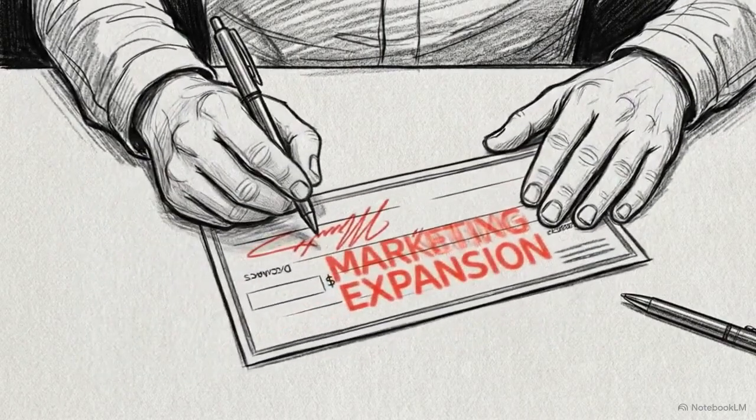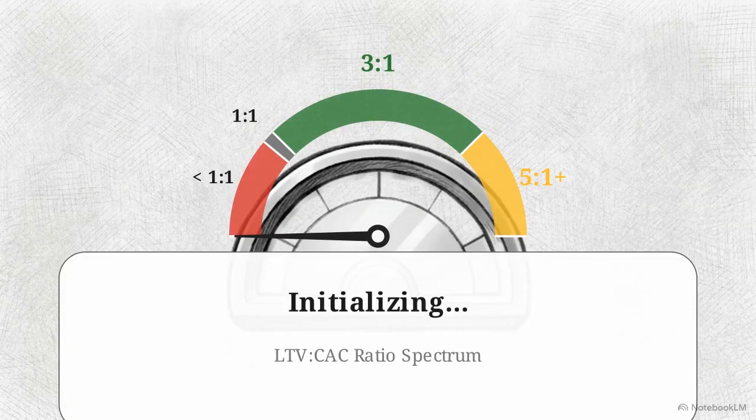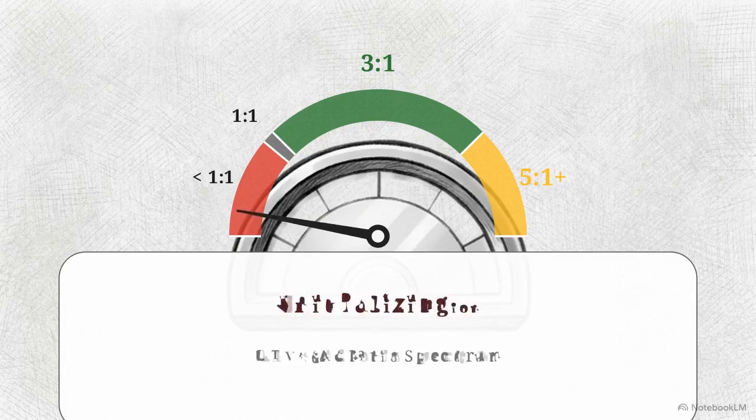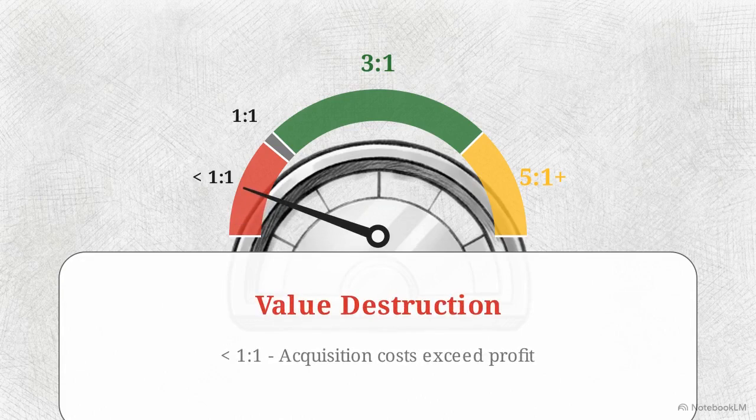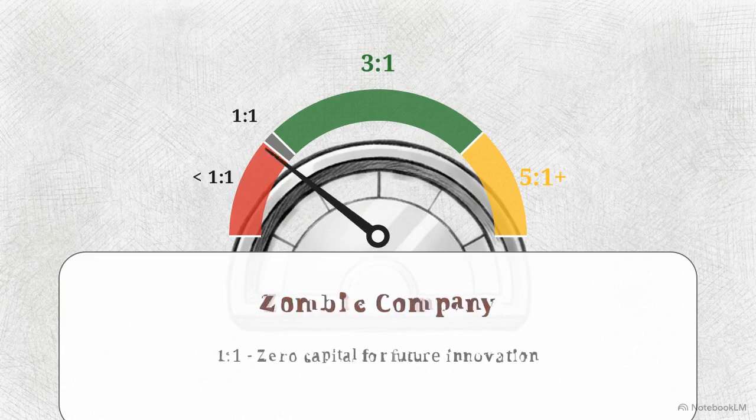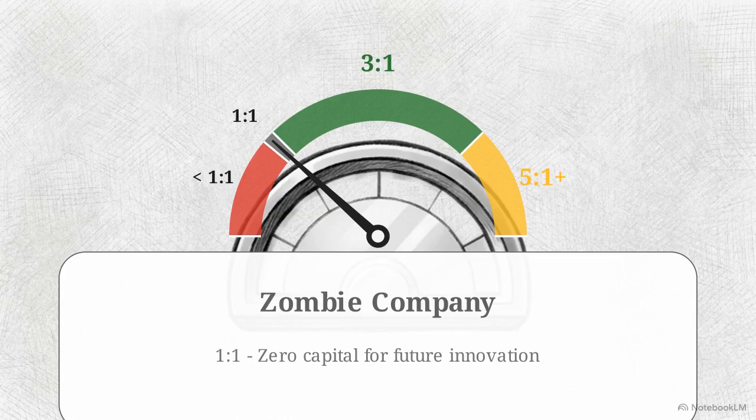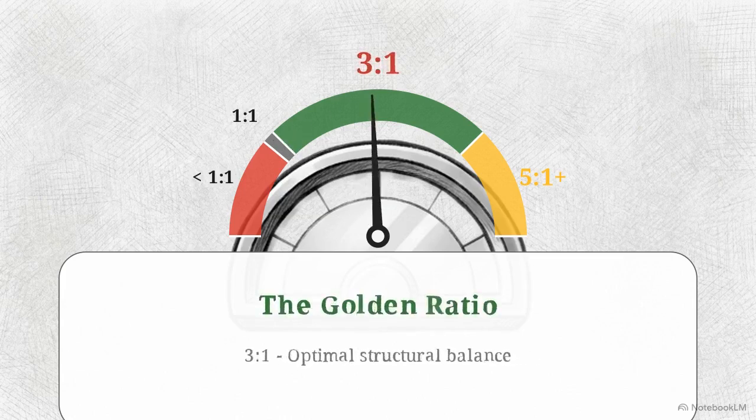Strategists use the LTV to CAC ratio spectrum as a tactical dashboard. It acts as a throttle for company growth, dictating exactly when to accelerate. Operating below 1 to 1 is value destruction. Hitting exactly 1 to 1 creates a zombie company, a business that survives but generates zero capital for future innovation. The 3 to 1 zone is the golden ratio. It represents the optimal structural balance between aggressive acquisition and healthy margin retention.